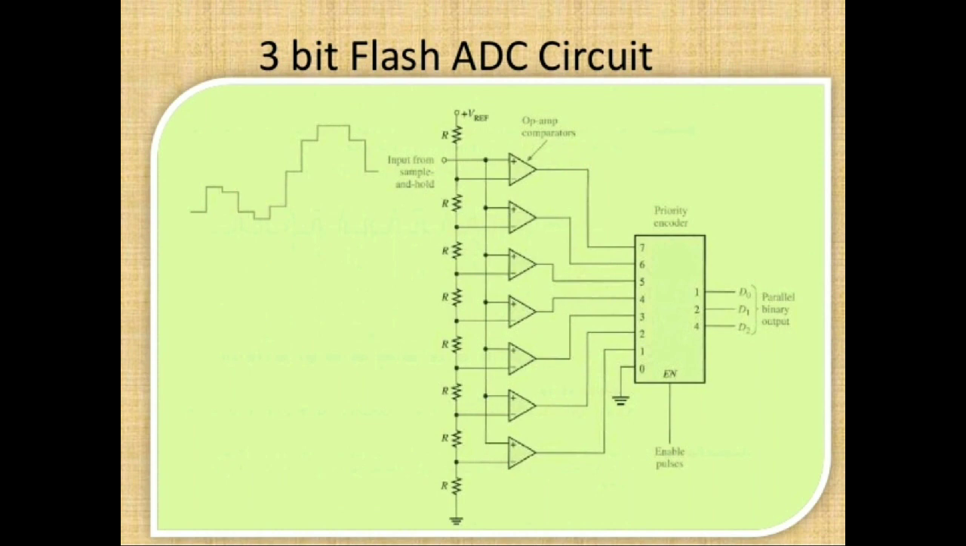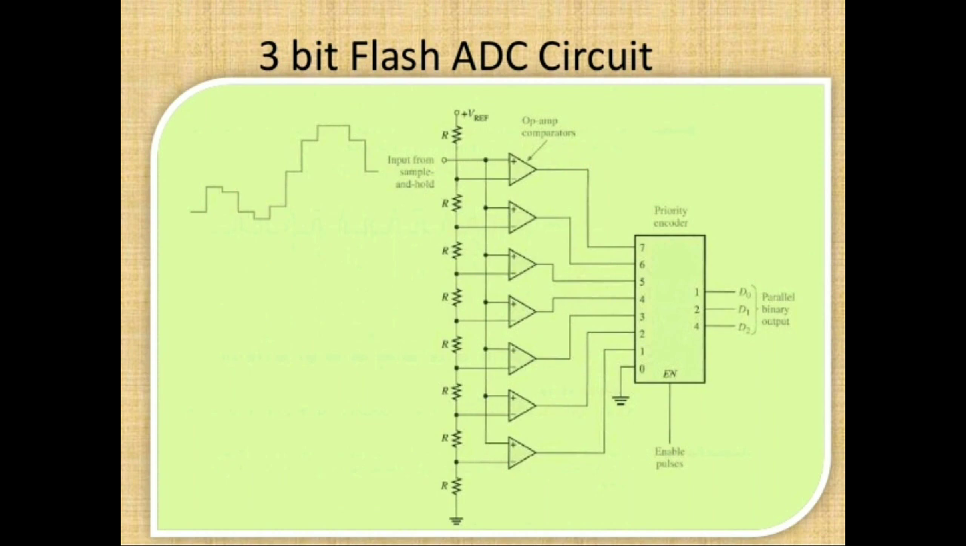So one terminal is connected to the reference voltage and the other to the analog signal. This analog signal is compared with the reference voltage at each stage. A series of parallel comparators are connected, and the resistance ladder acts as a voltage divider. At each resistance, a voltage drop happens, and it is connected to different comparators.